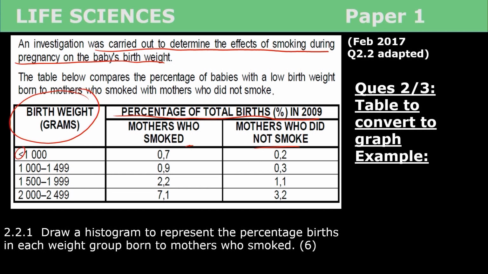And remember, what does that sign mean? Okay, so this is less than 1,000. 1,000 to that number, 1.5 to 1.99, to 2,499. And then you are given the percentage for mothers who smoked and those who did not. And then they are saying draw a histogram to represent the percentage birth in each weight group born to mothers who smoked. So we are using this information here.